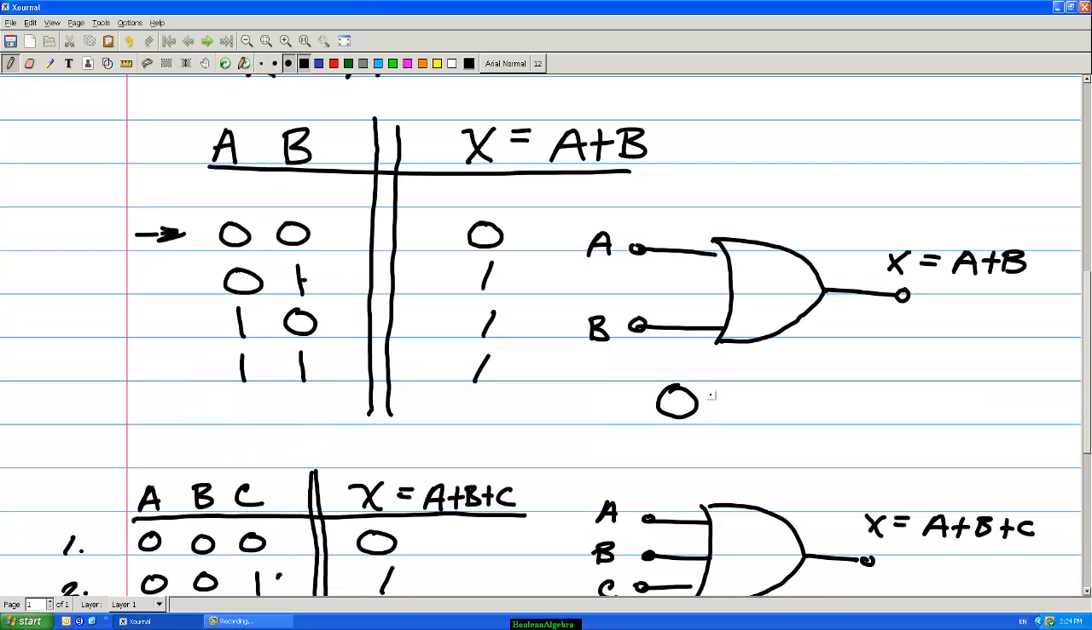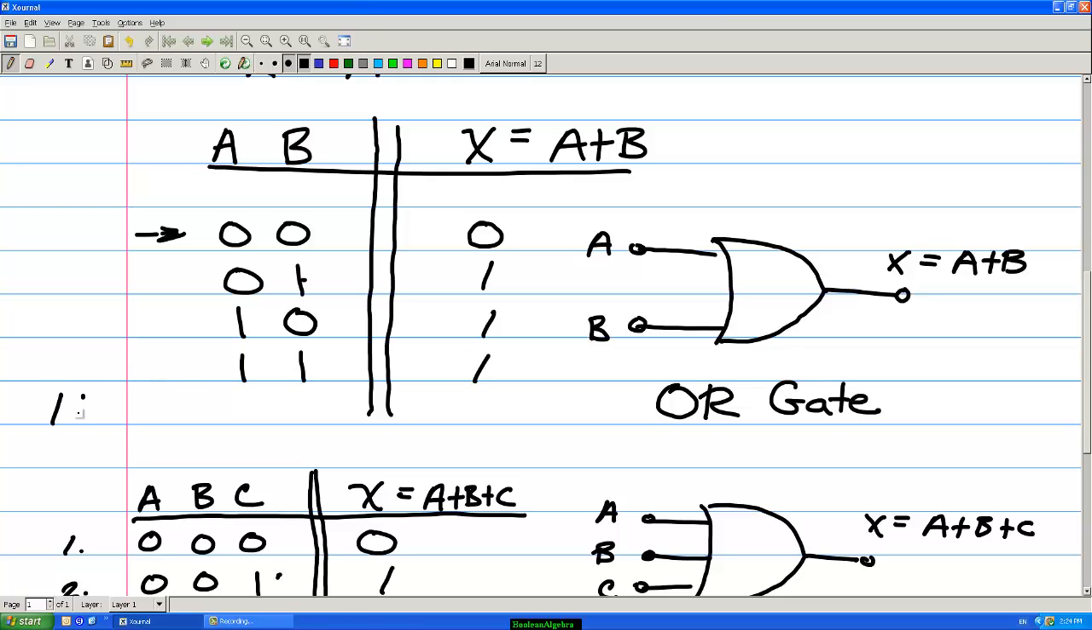So this is the symbol for an OR gate. And to summarize the operation of an OR gate, the output will be a logic 0 only when both inputs are logic 0. When either of the inputs is a logic 1 or both inputs are logic 1, the output will be a logic 1.